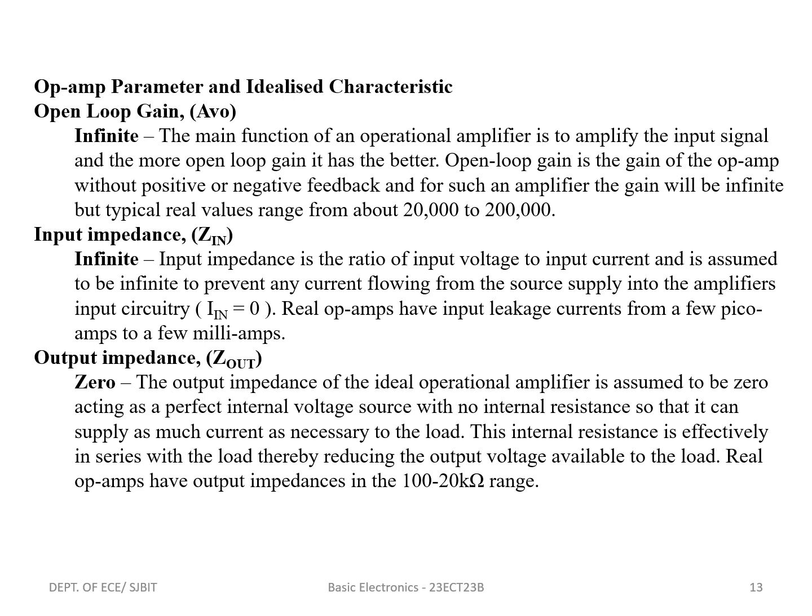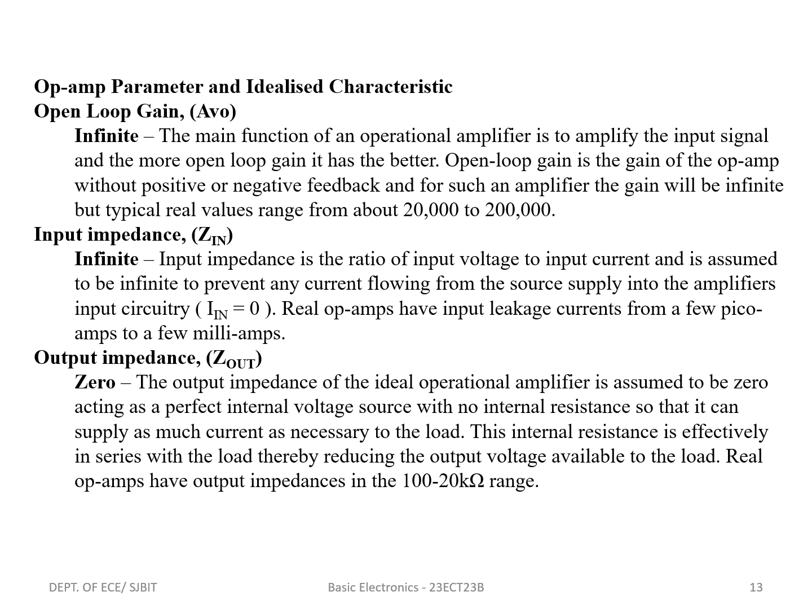Next, we have op-amp parameters and idealized characteristics. Open loop gain. Here, this is one of the parameters of the op-amp. The main function of an operational amplifier is to amplify the input signal, and the more open loop gain it has, the better. Open loop gain is the gain of the op-amp without positive or negative feedback, and for such an amplifier the gain will be infinite, but typical real values range from about 20,000 to 200,000.